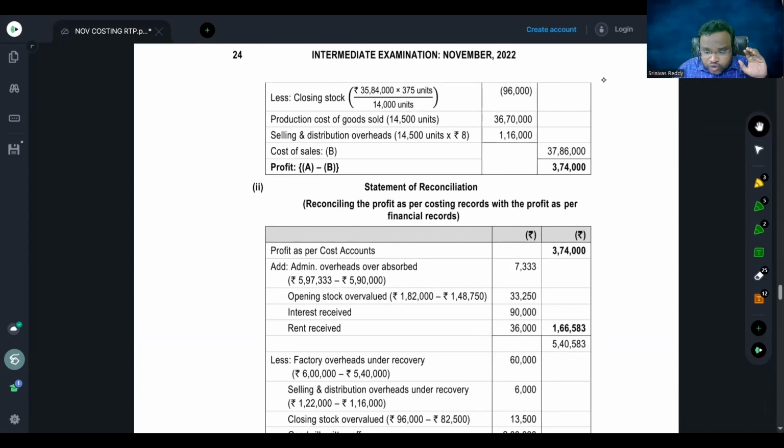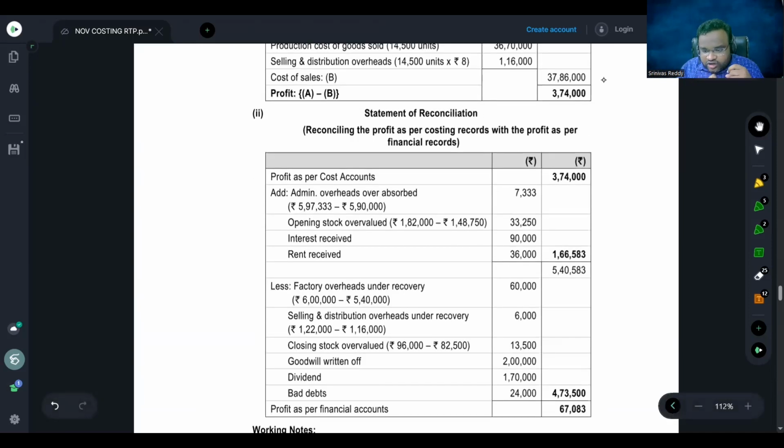There are some debits only in financial accounts, but not in cost accounts. Because of that, financial accounts profit has come down. What are those items, Amma? Goodwill written off, dividends, bad debts. So these three I should have reduced from my cost account profit. So this is these two, this is these three. Hope you have understood up to here.